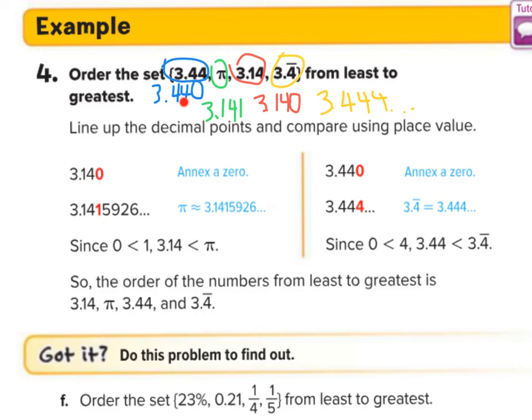So this is 44, while this is 141, and this is 140. So clearly, here is our smallest value. The red is the smallest value. Then it goes 141 with our green value. And then it jumps up to 44. So we have 440 or 444. Continuing. 440 will be smaller, right? The 440 is smaller. And then finally, 4444 is the largest.